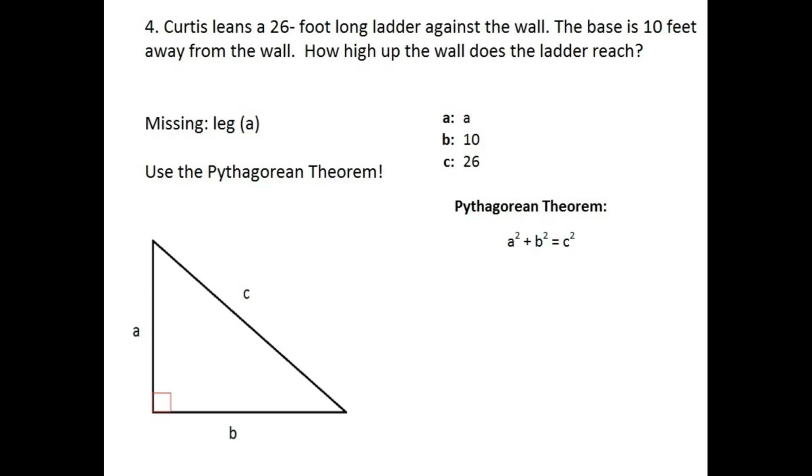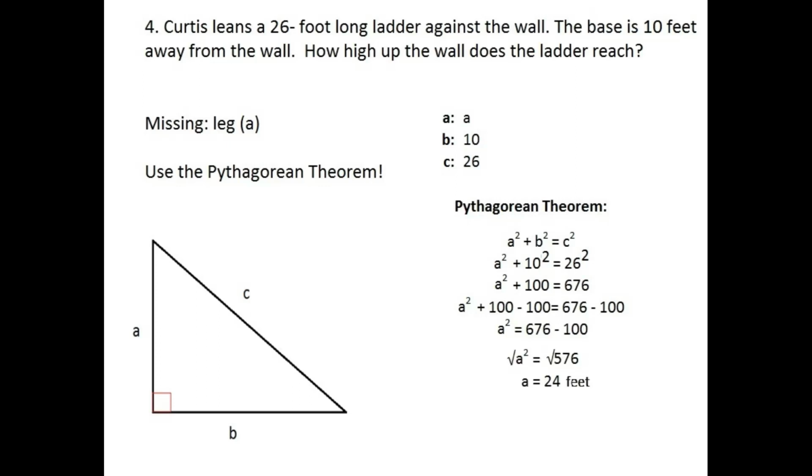So A squared plus B squared equals C squared. A squared plus 10 squared equals 26 squared. 10 squared is 100. 26 squared is 676. Then you subtract 100 from both sides, and we have A squared equals 576. Take the square root of both sides. A is 24 feet. And yes, I did move through that problem 2 steps at a time because this is a review at this point. All right, so A is 24 feet. Now, that means the answer is F.